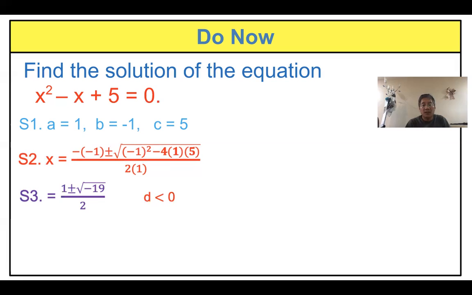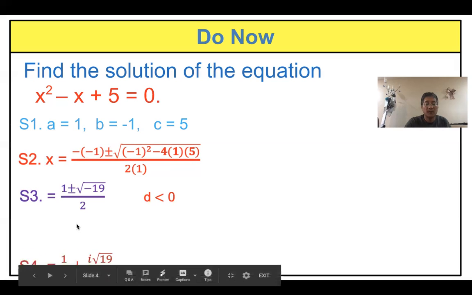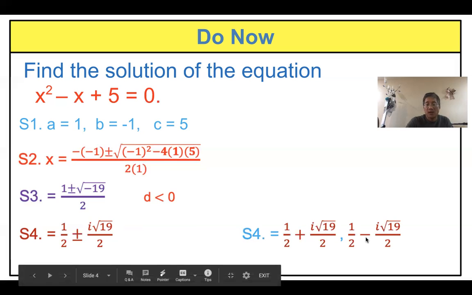So what do we do? The negative comes out as i, which is imaginary. And then you separate into two fractions with the denominator 2. 1 over 2, plus or minus, i comes out of the square root, and then square root of 19. Can you simplify square root of 19? No, right? There's no perfect square factor in 19, so we are done. So you just separate into two parts, plus and minus. Now everybody get it? It's easy, right? So now let's start our lesson today.